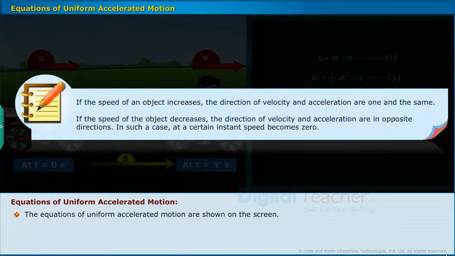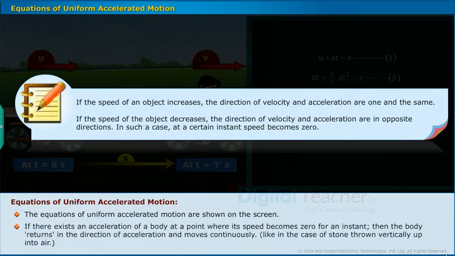Note, if the speed of an object increases, the direction of velocity and acceleration are one and the same. If the speed of the object decreases, the direction of velocity and acceleration are in opposite directions. In such a case, at a certain instant, speed becomes 0. If there exists an acceleration of a body at a point where its speed becomes 0 for an instant, then the body returns in the direction of acceleration and moves continuously, like in the case of a stone thrown vertically up into air.